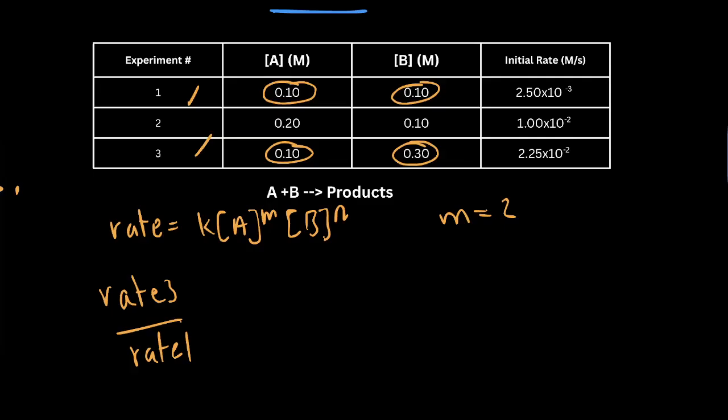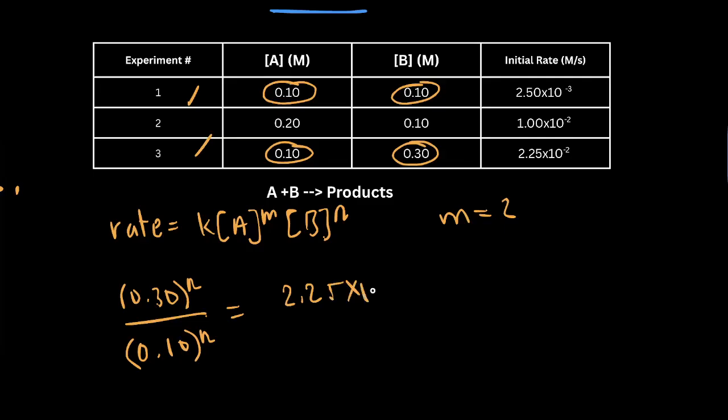So what is that going to be exactly? Well, let's see. The rate of 3. Again, remember the A's values are going to cancel out, so we only need to look at B this time. So that's just going to be 0.3 to the n divided by 0.1 to the n. And this is going to be equal to 2.25 times 10 to the negative 2 divided by 2.5 times 10 to the negative 3.